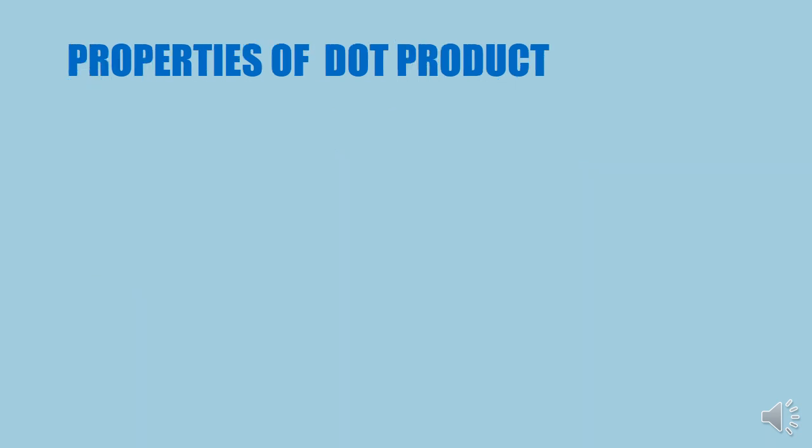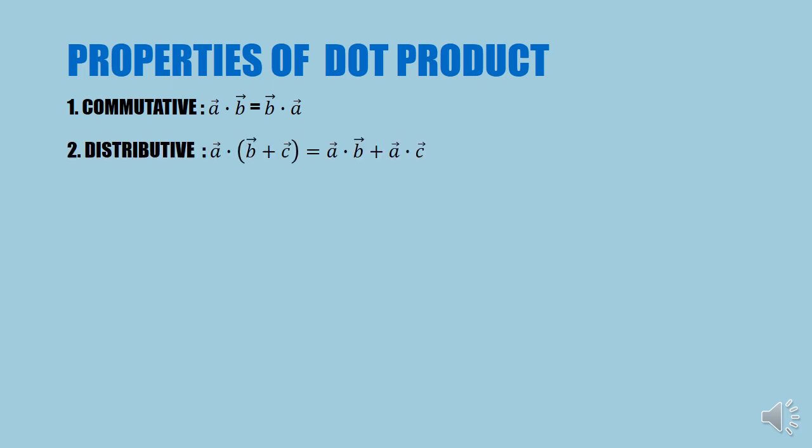Okay, let's see some of the properties of dot product. The first one, dot product applies the commutative law. Okay, A dot B equals B dot A. The second one is the distributive law. Okay, A dot in parentheses B plus C is equal to A dot B plus A dot C. Okay, we can expand the form like this and use the same formula. Okay, this is the commutative law and distributive law in a dot product.